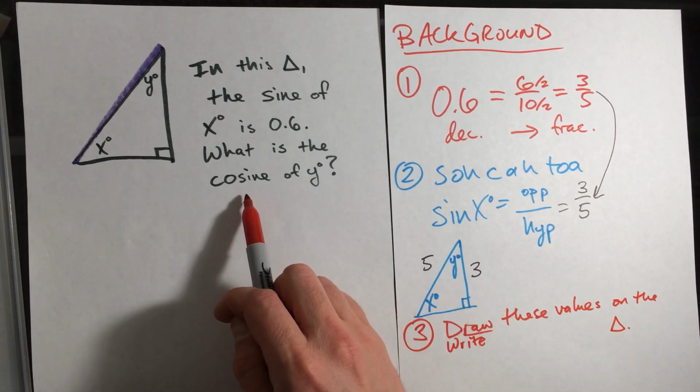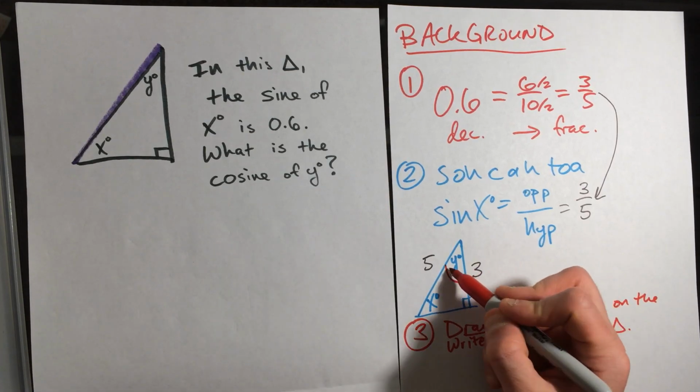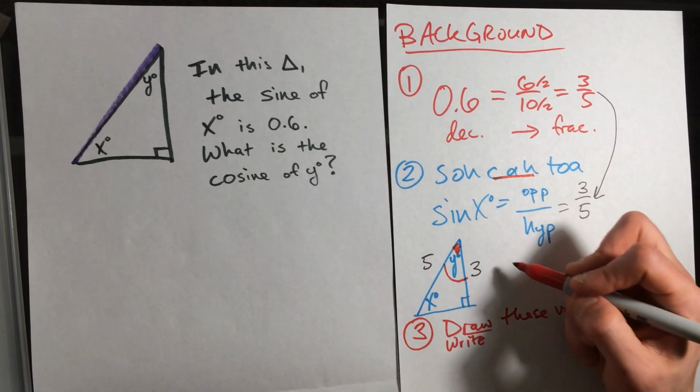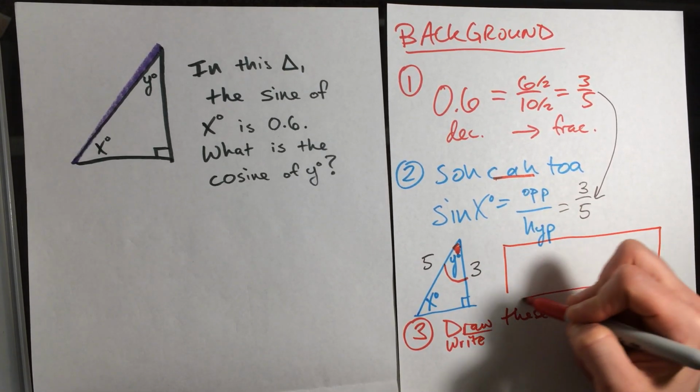And that's going to help us now, because what do we want to solve for? What's the cosine of y degrees? Well, here's our angle y. And cosine is CAH. So we do our little box here for our solution box.